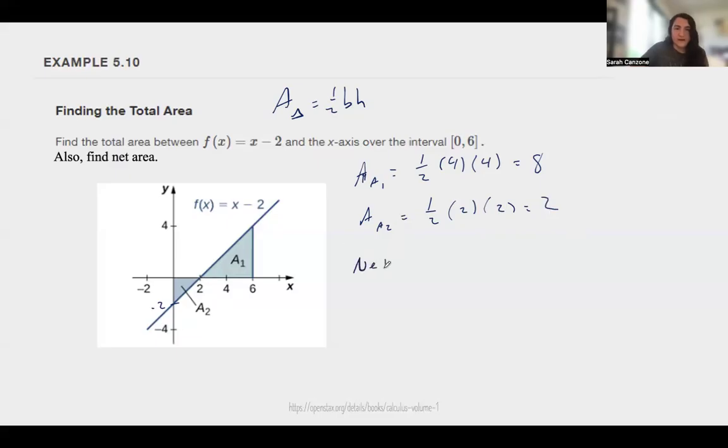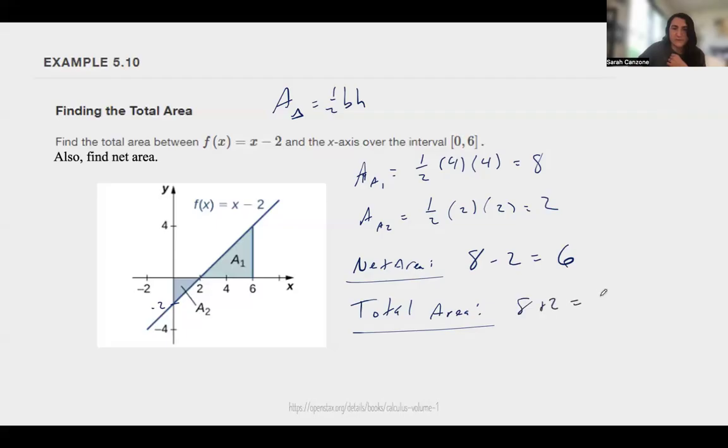All right, so for the net area, we take the area above the x-axis, which is 8, and we subtract the area below the x-axis, which is 2, and we get 6. This is why we could wind up with a negative: if the area above the x-axis is smaller than the area below the x-axis, we'll get a negative value. Now for total area, we add the two values. We take the area of A1 and the area of A2, 8 plus 2, and we get that the area is 10.